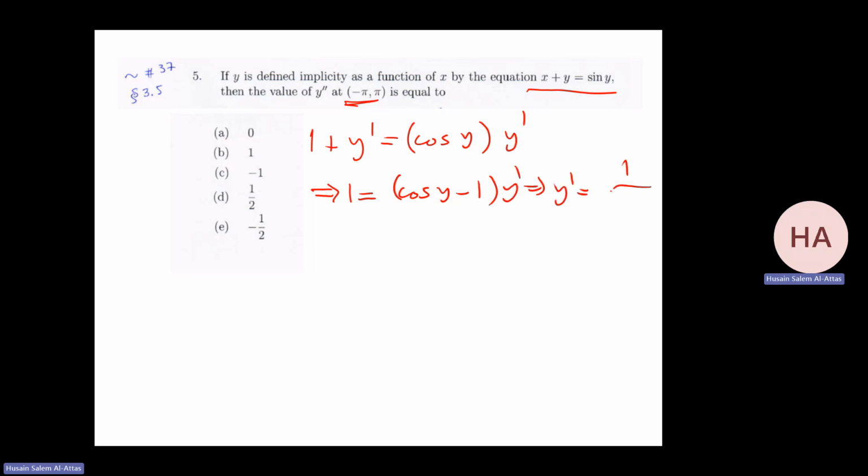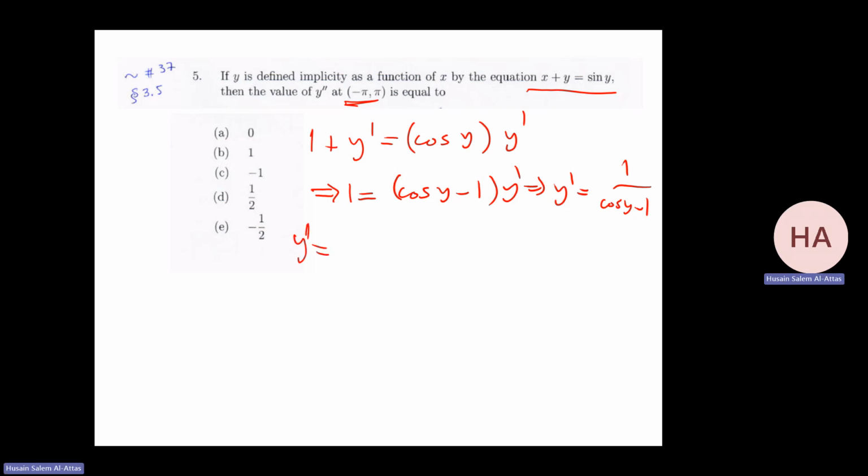Yes, differentiate with respect to x. I have 1 plus y prime equals cosine y times y prime. So what we are getting, 1 equals cosine y minus 1 times y prime. In other words, y prime equals 1 over cosine y minus 1. Take this to the other side, divide by it. Now we'll find y double prime.